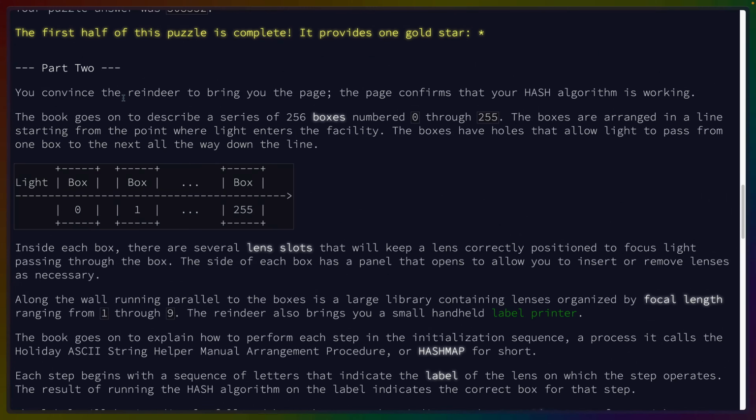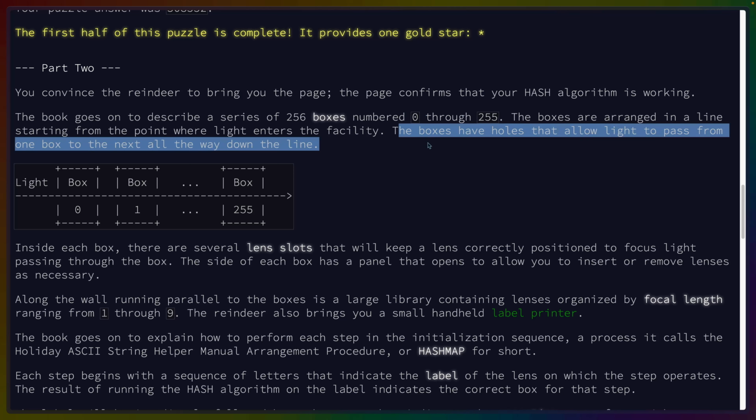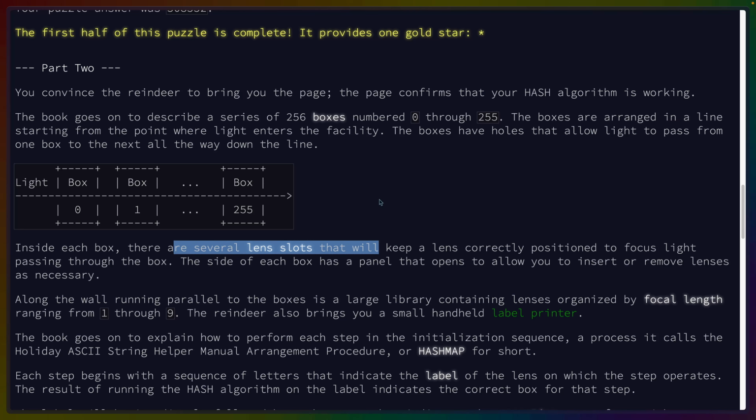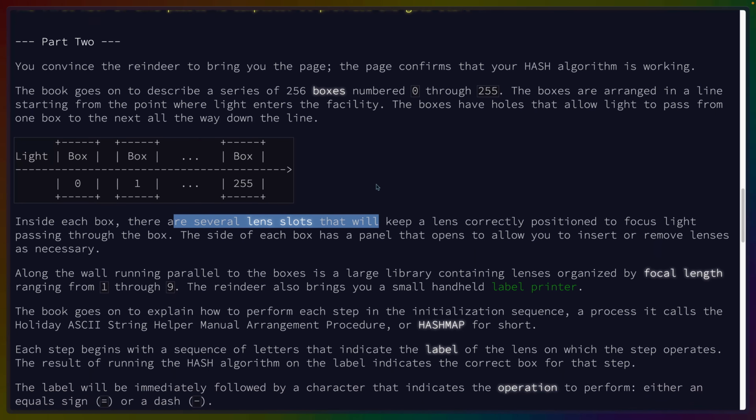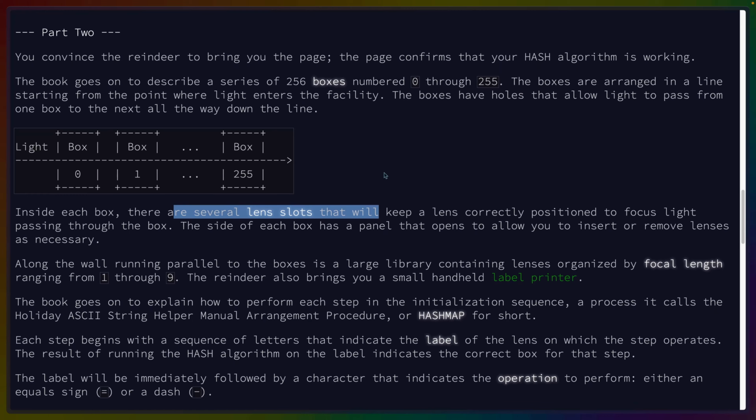All right, you convince the reindeer to bring you the page. Page confirms that your hash algorithm is working. The book goes on to describe a series of 256 boxes, numbered 0 through 255. The boxes are arranged in a line. Starting from the point where the light enters the facility, the boxes have holes that allow light to pass from one box to the next all the way down the line. Inside of each box, there are several lens slots to keep a lens correctly positioned to focus light. Along the side of each box is a panel that allows you to open, insert, or remove lenses as necessary.